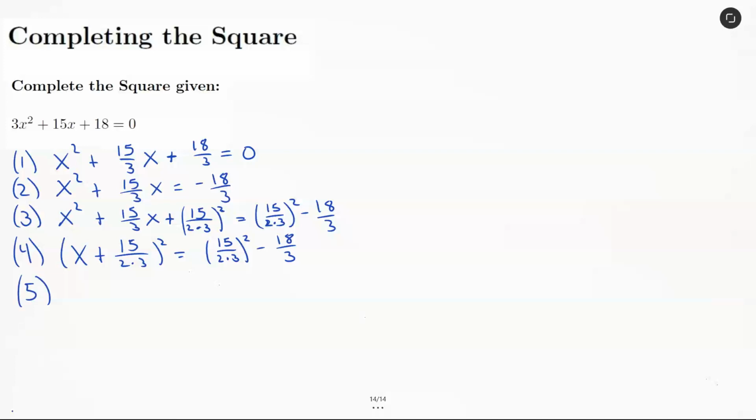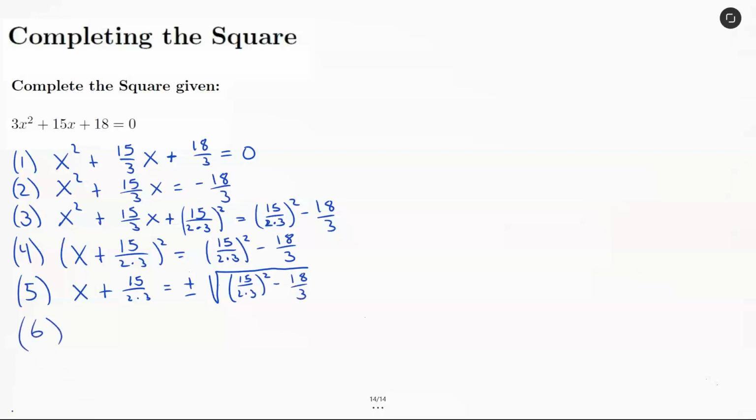Now step 5 is take the square root of both sides. Piece of cake, left-hand side becomes x plus 15 over 2 times 3 is equal to plus or minus the square root of, we just recopy it, 15, 2 times 3 squared minus 18 over 3.